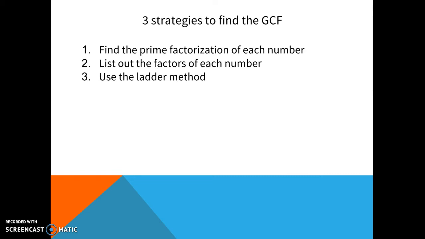And so there's 3 different ways we can find the greatest common factor. The abbreviation that we're going to use for greatest common factor is GCF. So there's 3 strategies that we can use. The first is we can find the prime factorization of each number, which was what we were doing in class today. The next is that we can list out the factors of each number. And then the last is that we can use the ladder method.